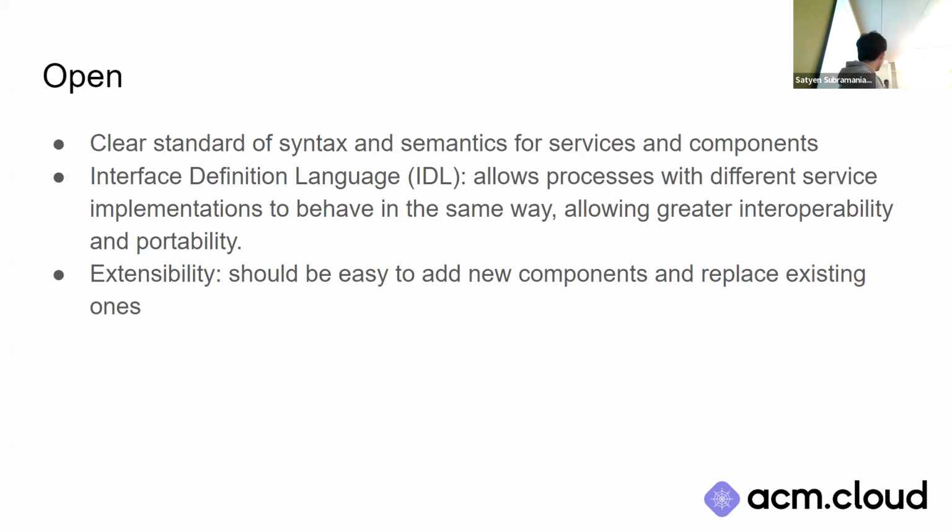Next is open. We want an open standard for our distributed system, so it should be very clear how our services and components work. One example of an open standard is an IDL. An IDL basically allows processes with different service implementations to behave in the exact same way. This allows you to operate with a different vendor, if they use the same interface.